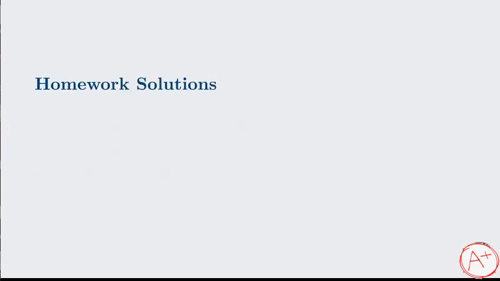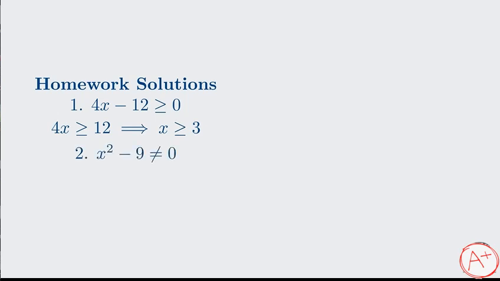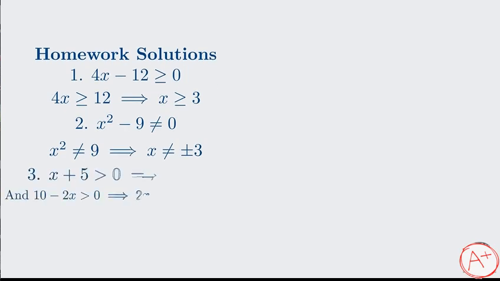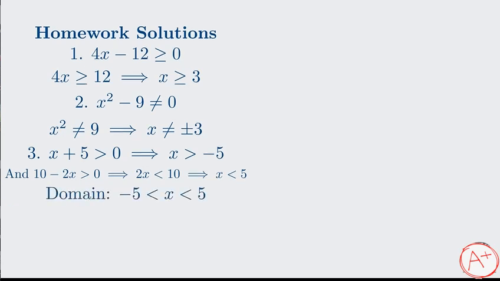Let's go through the homework solutions. For the square root, the expression inside must be greater than or equal to 0. Adding 12 and dividing by 4 gives x is greater than or equal to 3. For the rational function, the denominator x squared minus 9 cannot be 0. This means x squared cannot be 9, so x cannot be plus or minus 3. For the hard question, we have 2 conditions. The log argument must be positive, and the square root radicand must be strictly positive since it is in the denominator. Combining these, the domain is x between -5 and 5.